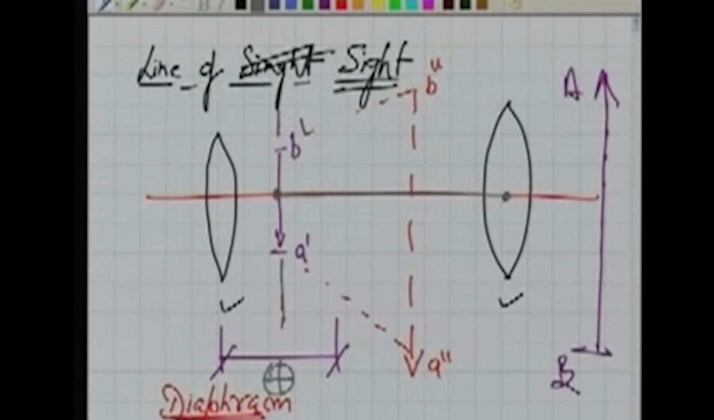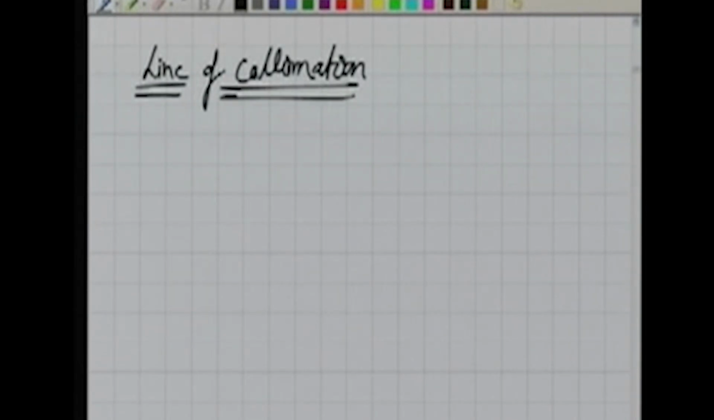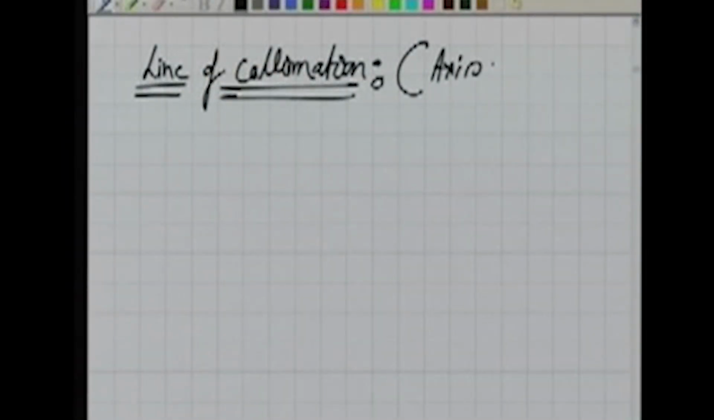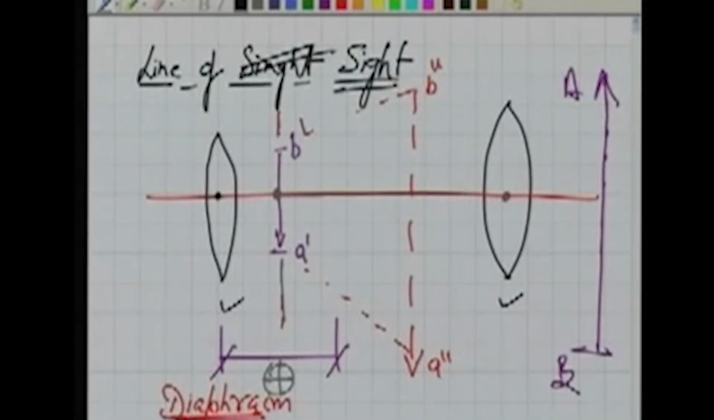Okay. Now, another definition, that of the line of collimation. This is something of the telescope. This is also called the axis of the telescope. Now, what is it? A line joining the center of the eyepiece and the center of the objective. If I join these two, then the line which I get is the line of collimation or axis of the telescope.